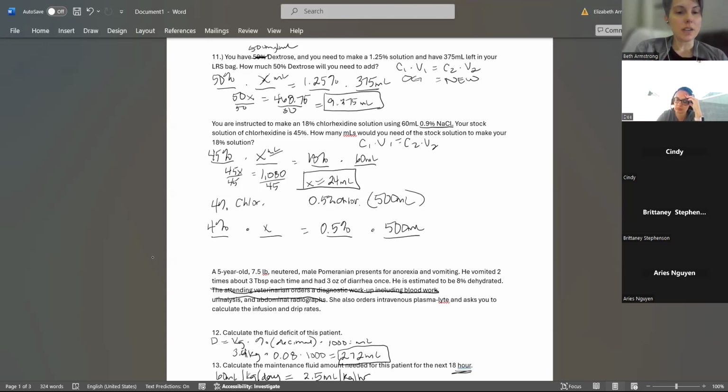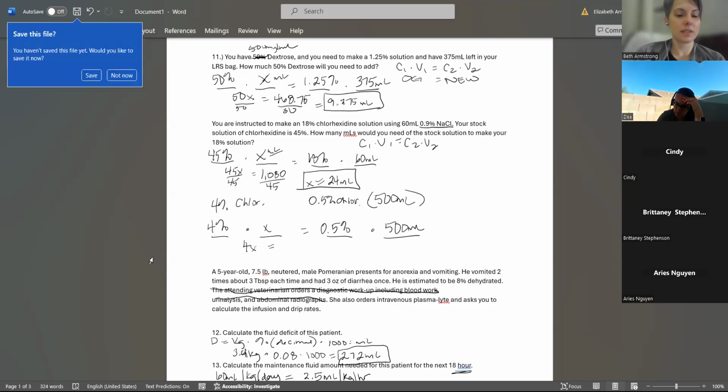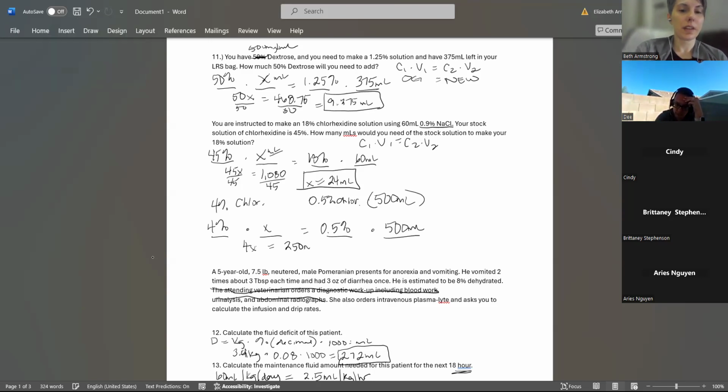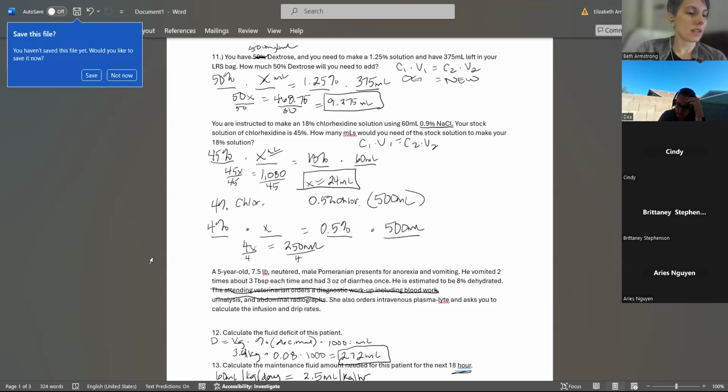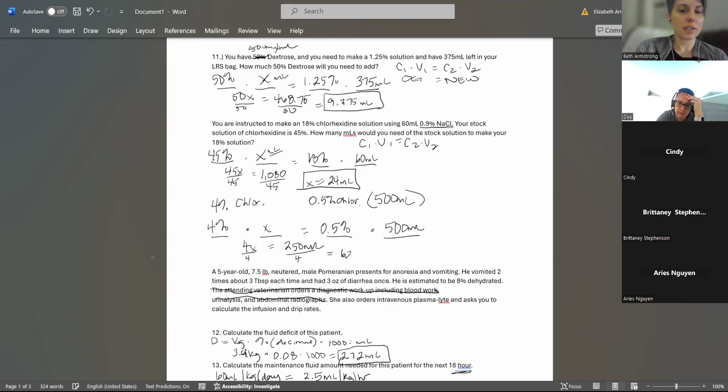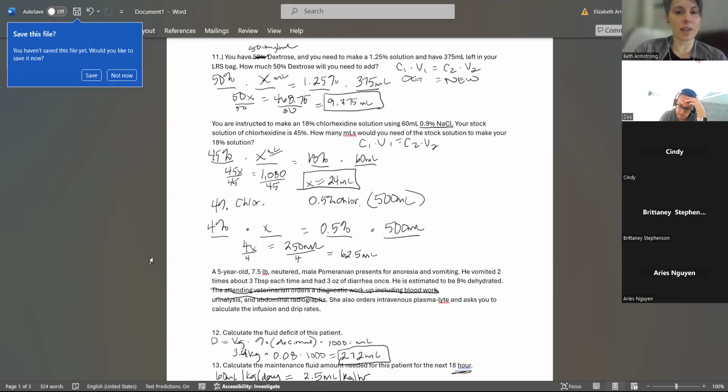If we put that together, 4x equals 0.5 times 500. What is that? 0.5 times 500 is 250. So we isolate this, divide by 4 on both sides, and we get how much? 62.5. Very good. 62.5 mLs.